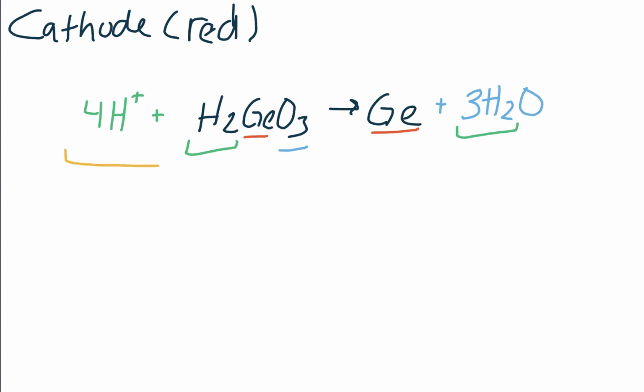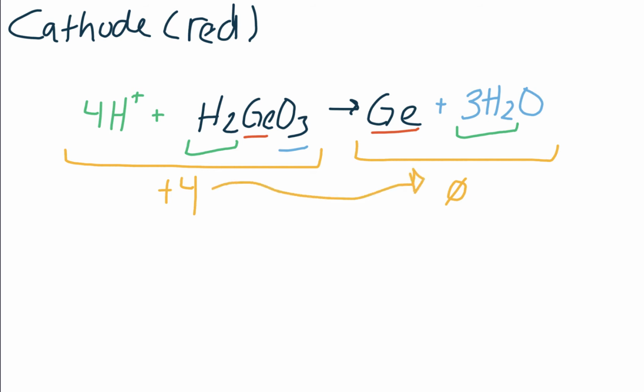And in step 4, we're going to balance the charges by adding electrons. So the total charge right now on this side of the reaction is +4, since the germanic acid is neutral, the hydrogen ions are positive. And over here, the total charge is 0, since the germanium and the water are both neutral. So we add the electrons to the more positive side in order to have the same number as here. So that means we need 4 electrons over here.